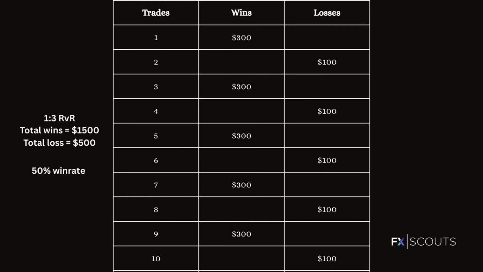So for example, if you aim for a 1 to 3 risk reward ratio, you're risking $1 for every $3 that you could potentially make. So let's say you take 10 trades and you risk $100 each. If you win 5 trades, you've got $1,500 profit. If you lose 5 trades, then you've got a $500 loss. So the net result is $1,000 profit even though you were wrong half the time.